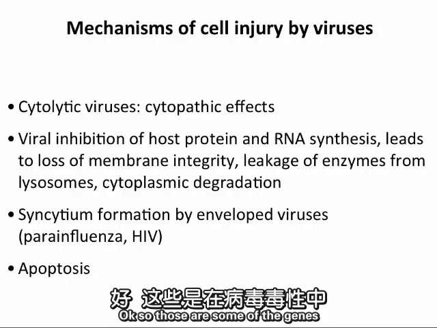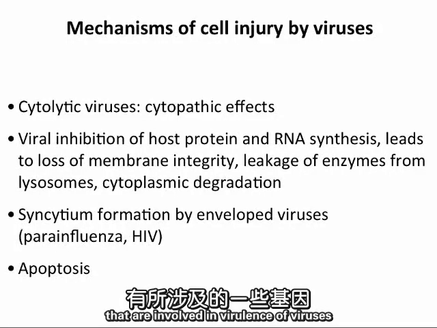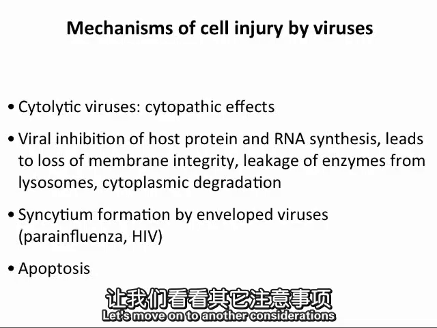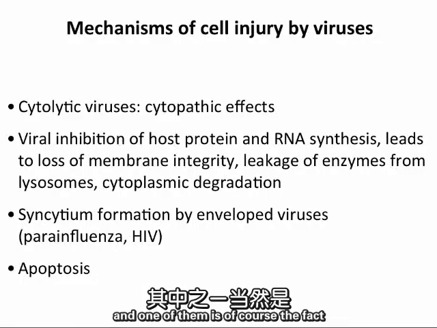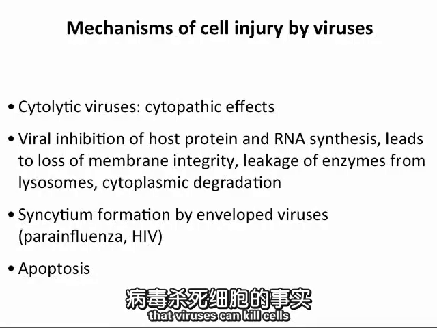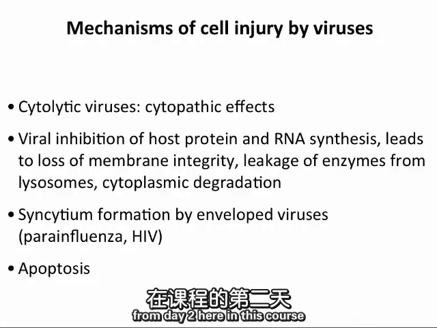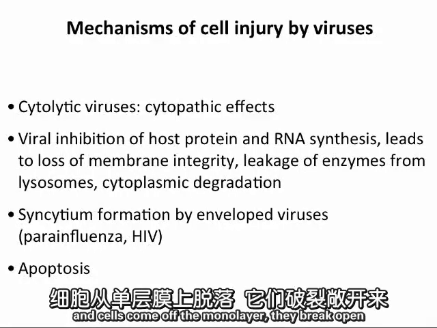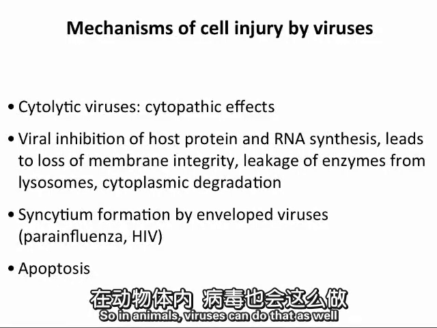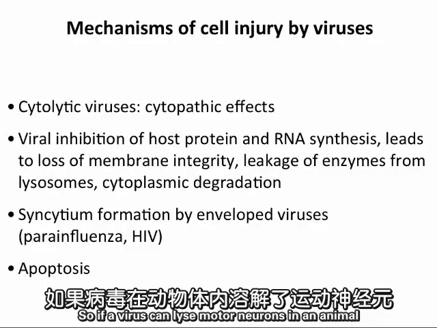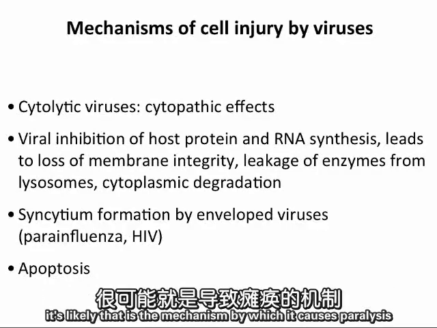Okay, so those are some of the genes that are involved in virulence of viruses. Let's move on to another consideration, and that is, how do viruses cause disease in us? What are the mechanisms? And one of them is, of course, the fact that viruses can kill cells. We have talked about cytopathic effects from day 2 here in this course. You know that in some viruses you infect cells, the cells come off the monolayer, they break open. That's a cytopathic effect. So in animals, viruses can do that as well. So if a virus can lyse motor neurons in an animal, it's likely that that is the mechanism by which it causes paralysis.